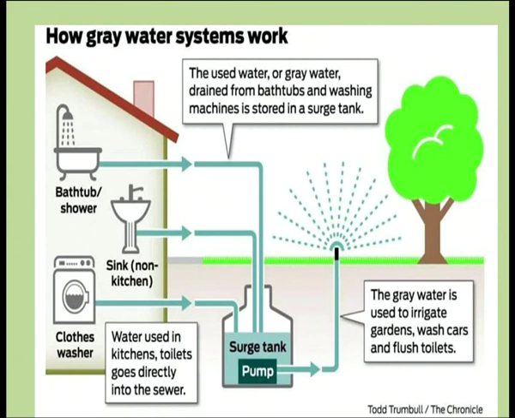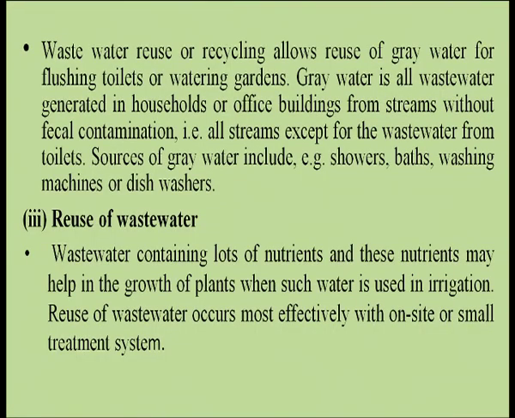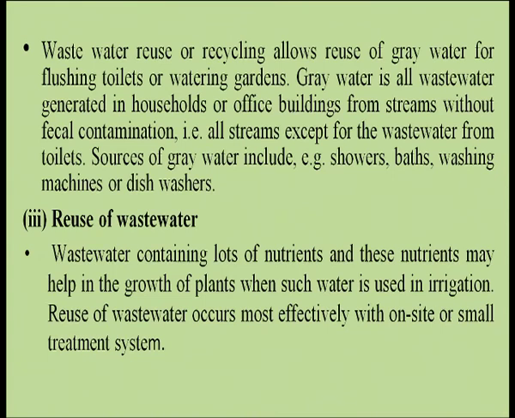This is a picture, rather schematic diagram showing the use of grey water. Wastewater reuse or recycling always reuses the grey water. The grey water can be used for flushing toilets or watering garden. Grey water is all wastewater generated in household or office buildings from streams without fecal contamination, that is streams except for the wastewater from toilets. Sources of grey water include showers, baths, washing machine and dishwasher.